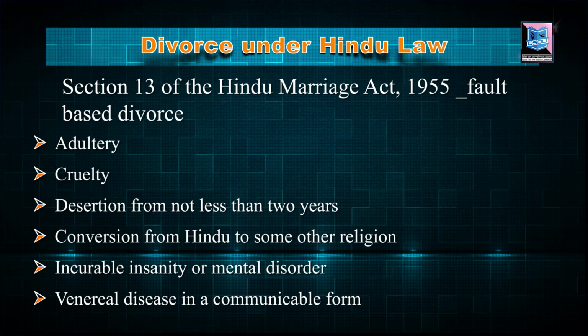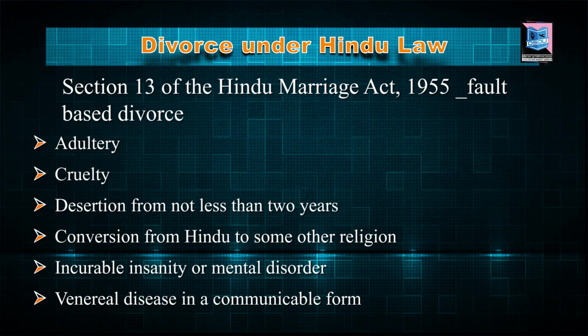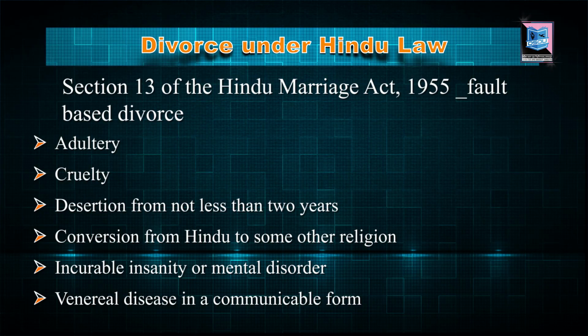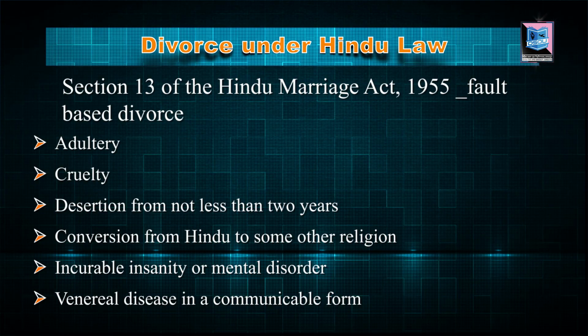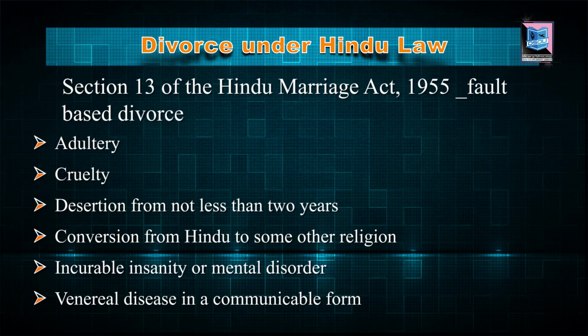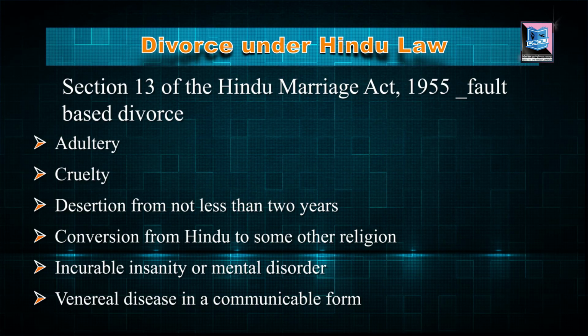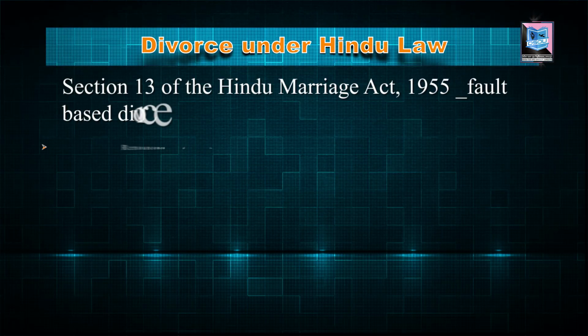Fifth is incurable insanity or mental disorder. Any kind of insanity which is incurable in nature, or mental disorder which is incurable in nature, is also a ground for divorce. Sixth is venereal disease in communicable form. Any kind of venereal disease which can be communicated from one person to another is also a ground for divorce.